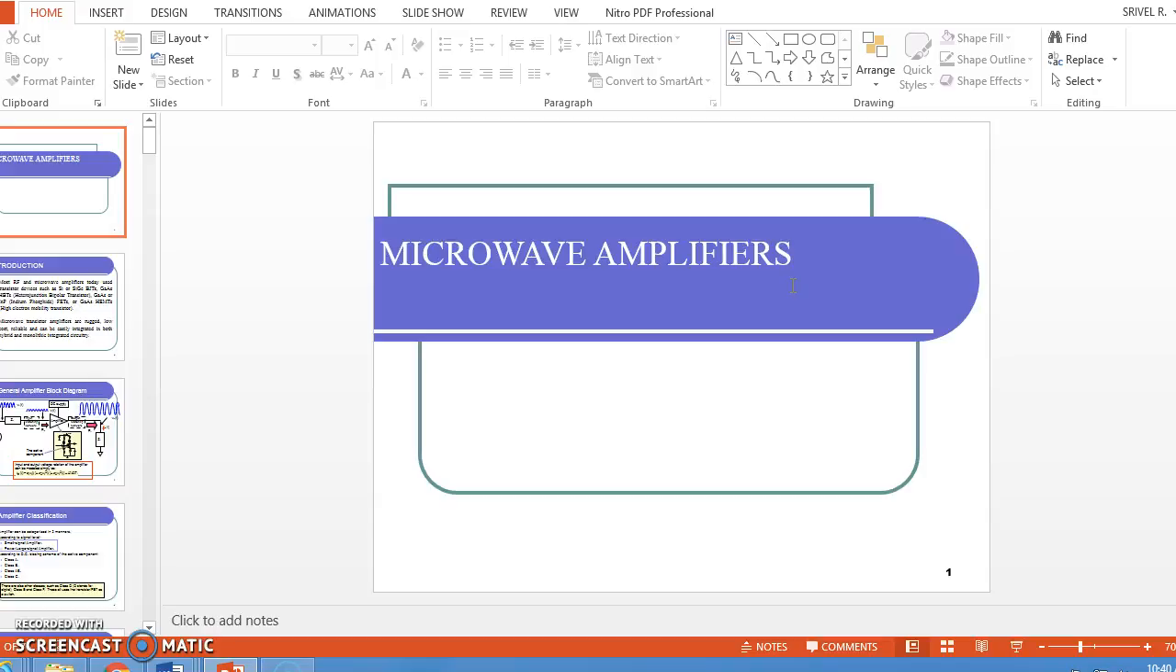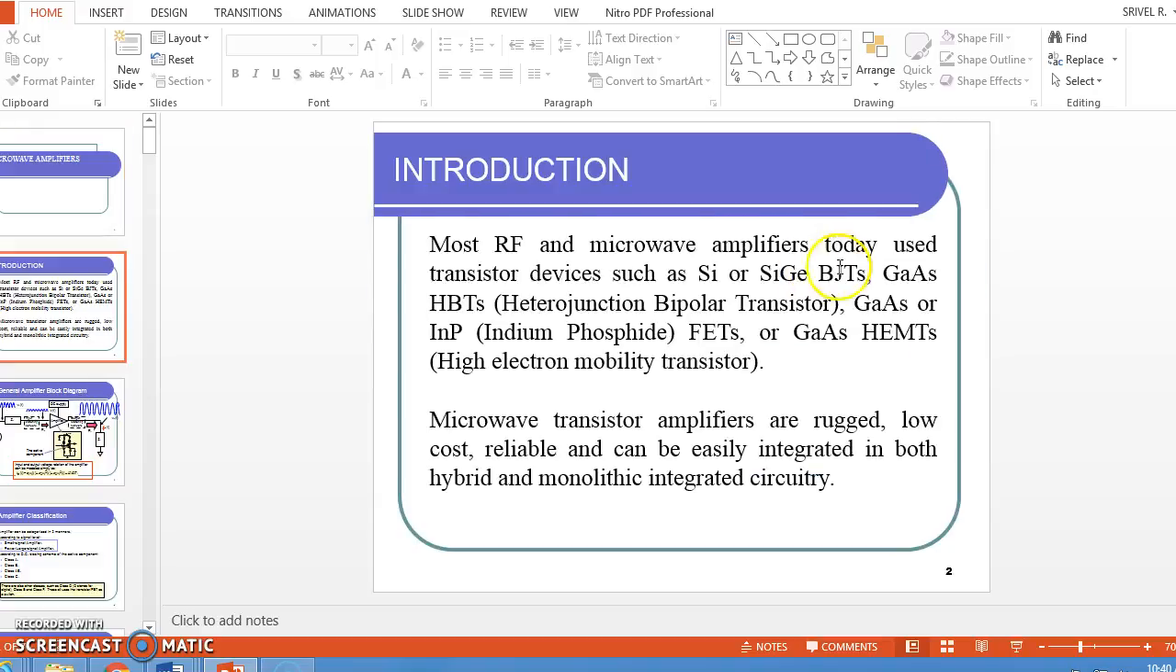In this, I'm going to give a small introduction about microwave amplifiers. First, we are going to discuss the need for RF as well as microwave amplifiers. Most RF and microwave amplifiers today are used with the help of transistor devices such as silicon, germanium, BJTs, gallium arsenide, and heterojunction bipolar transistor, or by using gallium arsenide or indium phosphide FET or gallium arsenide HEMT, that is high electron mobility transistor.